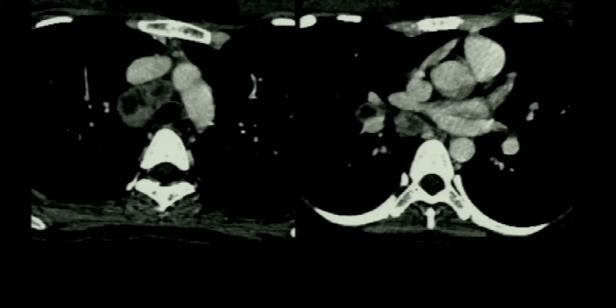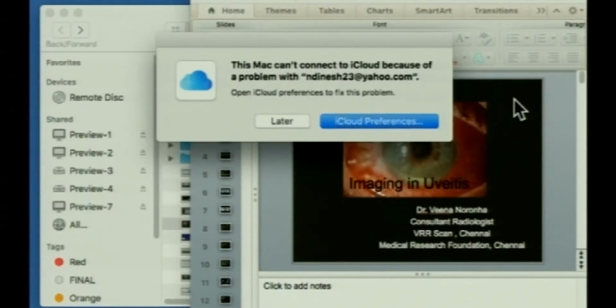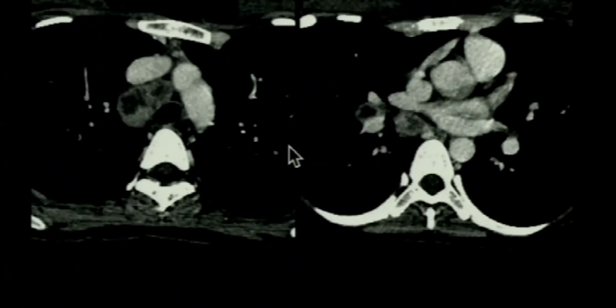So this is how a typical caseation looks. You have a central low signal area, and then there is a peripheral enhancement. This is a typical matted appearance. You can see two to three lymph nodes which have coalesced together. So when you have necrotic mediastinal lymph nodes like this, your diagnosis is almost certain.